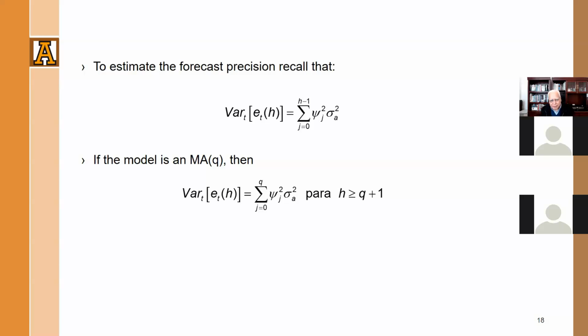So the variance, from j equal to 0 up to q. The h periods ahead variance will be the sum of these weights psi squared times sigma squared, from j equals 0 up to q, for h greater than or equal to q plus 1. So as long as I'm forecasting more than the order of the moving average polynomial, this will be the variance of the error.